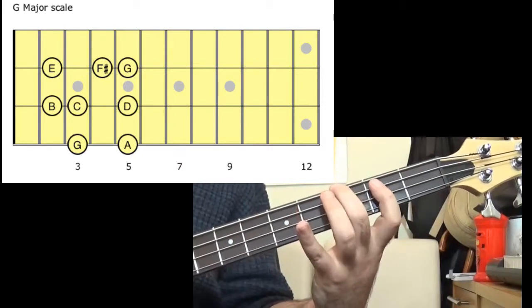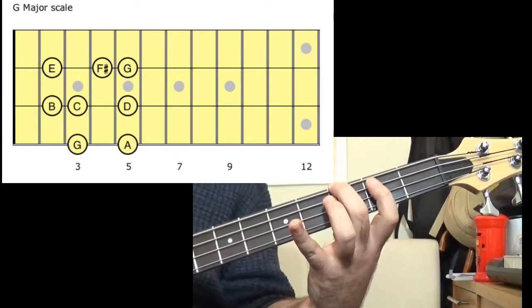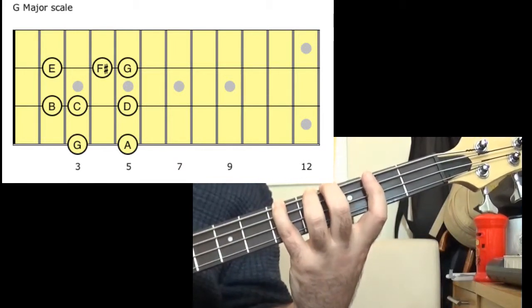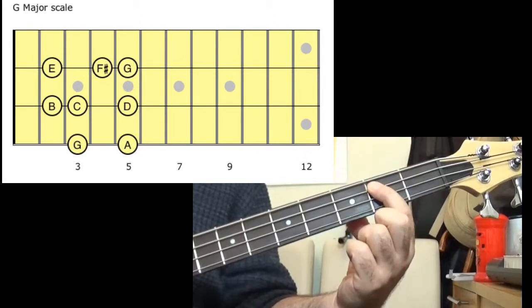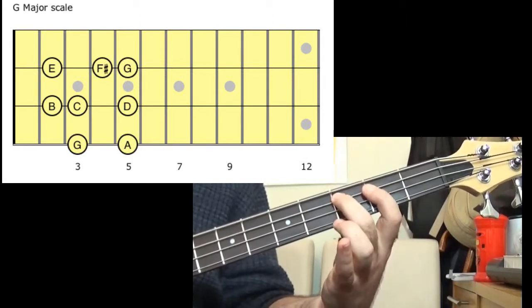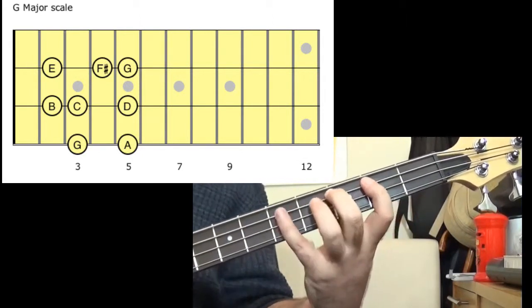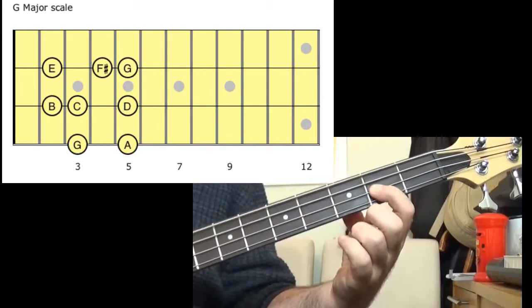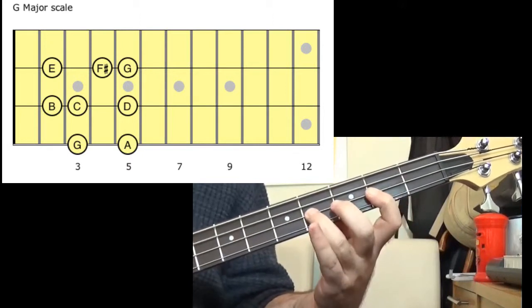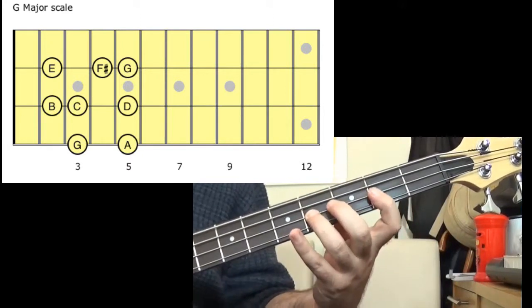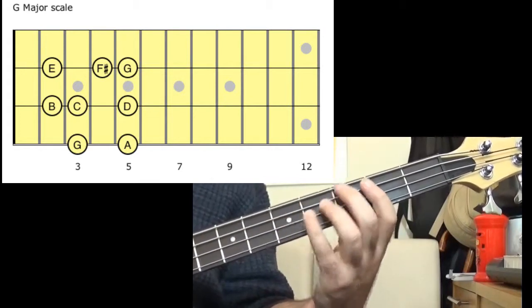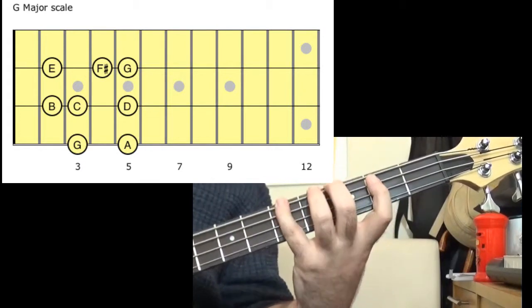Let's try that again. So G, fret 3 on the E string, A, 5th fret on the E string, B, 2nd fret on the A string, C on the 3rd fret A string, D on the 5th fret A string, E on the 2nd fret D string, F sharp on the 4th fret D string, and G on the 5th fret D string. So ascending and descending.